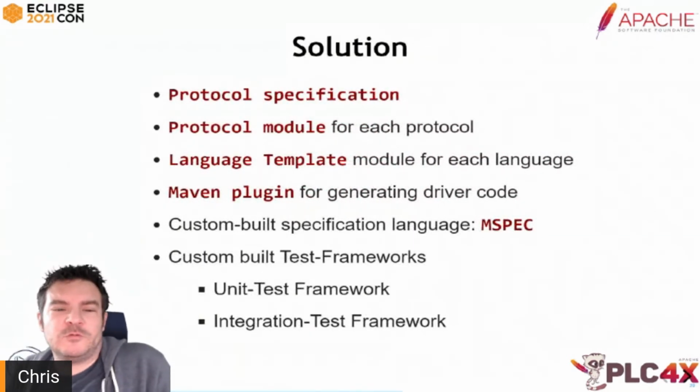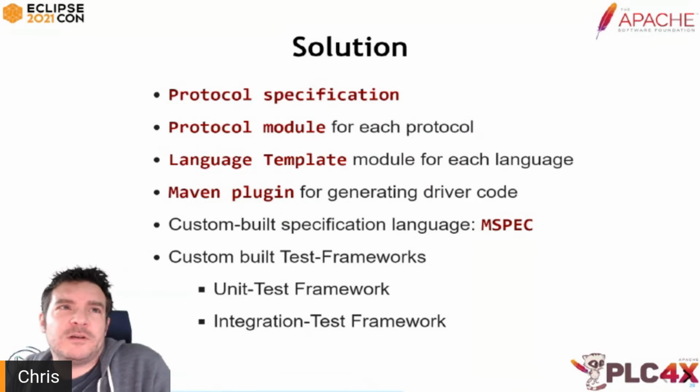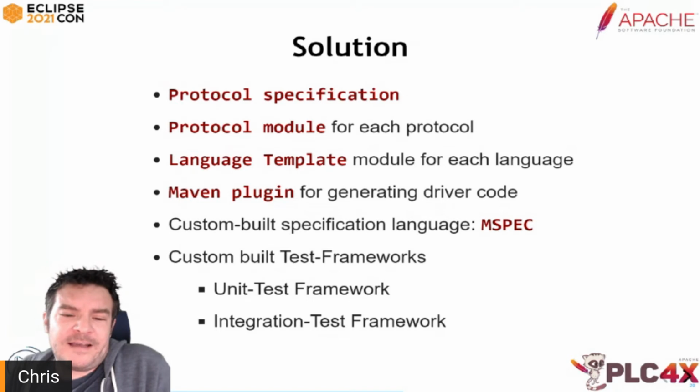So our solution was to have a machine-readable but also human-readable protocol specification in which we describe what a protocol looks like. And we create a protocol module for each protocol, and we also create a language template for each language that we support. And we built a Maven plugin that now takes a protocol module and a language template and creates most of the code needed to implement a driver. We've called that specification language MSpec. It was sort of a draft name, but we stuck with it.